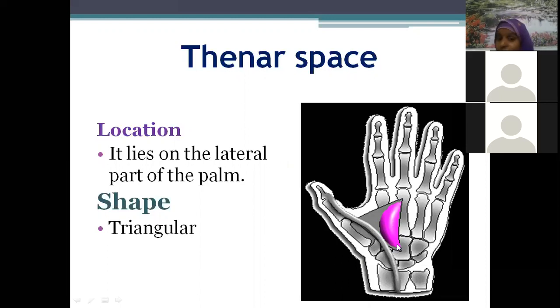Now let us discuss more. If you have understood the previous boundaries more or less, it is the intermediate septum. Excellent. Which is the lateral boundary? The lateral palmar septum. Very good. What is the proximal boundary? The flexor retinaculum. Excellent.